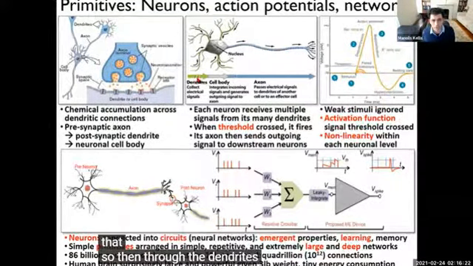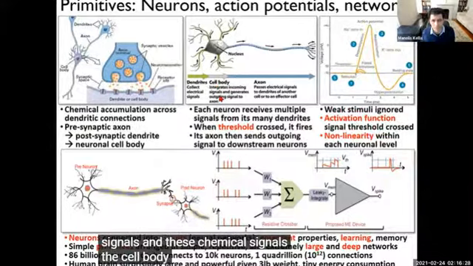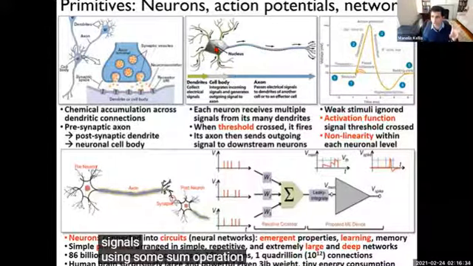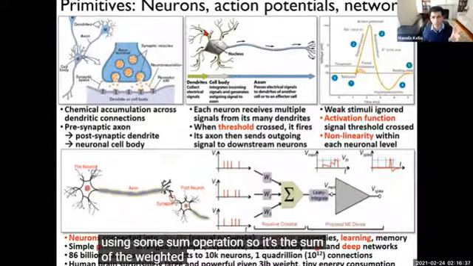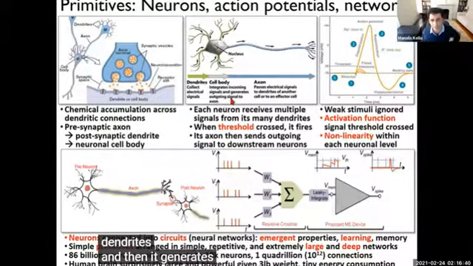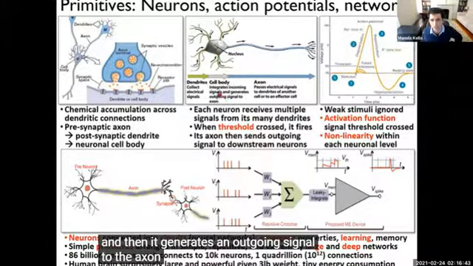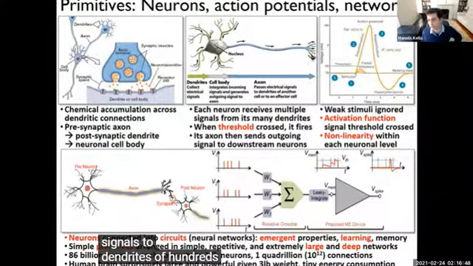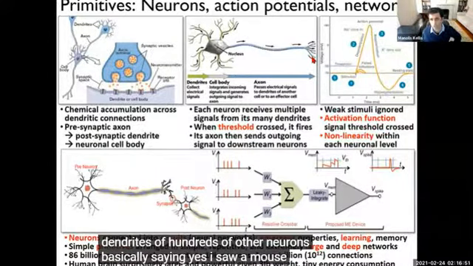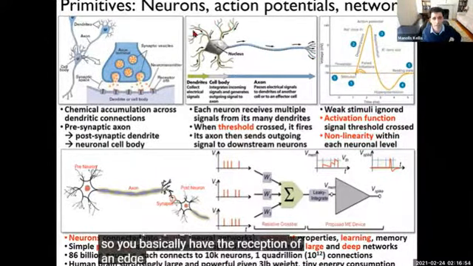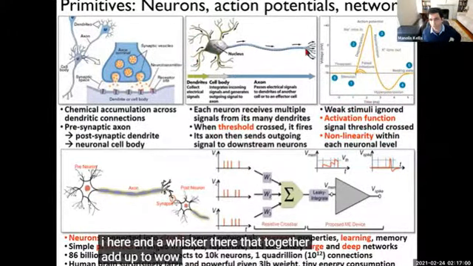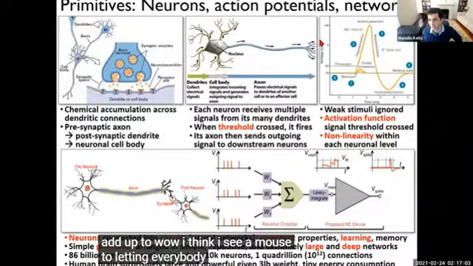So then the dendrites collect these electrical signals and these chemical signals. The cell body integrates these incoming signals using some sum operation. So it's the sum of the weighted inputs of all of the dendrites. And then it generates an outgoing signal to the axon. And this axon passes these electrical signals to dendrites of hundreds of other neurons, basically saying, yes, I saw a mouse. So you basically have the reception of an edge here and an edge there and an eye here and a whisker there that together add up to, wow, I think I see a mouse, to letting everybody know that you saw a mouse.